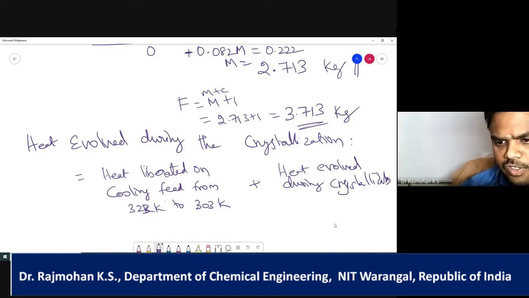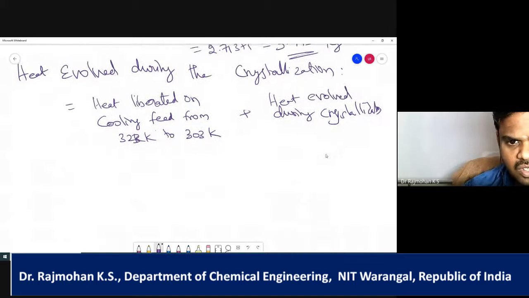I have already explained the formulas, so you should be able to solve it. Heat liberated is given by the MCP delta T formula. F is the feed flow rate, the temperature is reduced from 323 to 303, and the CP average of the feed is given, right? You can write heat liberated as the first part, and heat of crystallization as the second part.